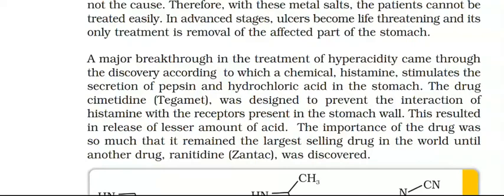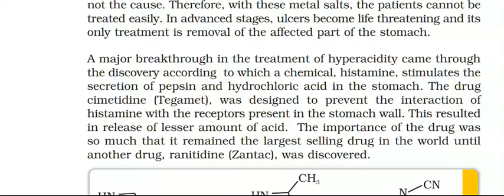The hyperacidity is nowadays treated with the antihistamines. There is a chemical in our body called histamine. It stimulates the release of HCl and pepsin in the stomach. So, antihistamines are the drugs which work against this histamine.